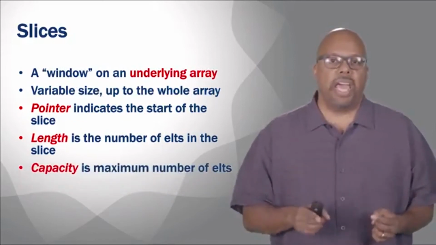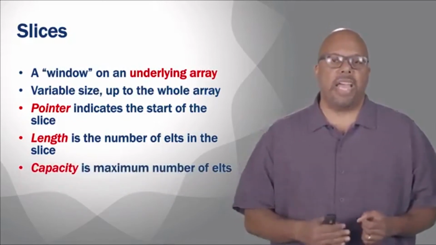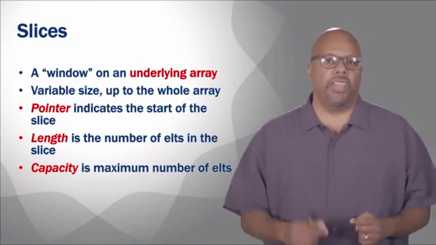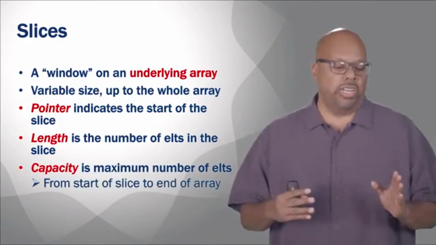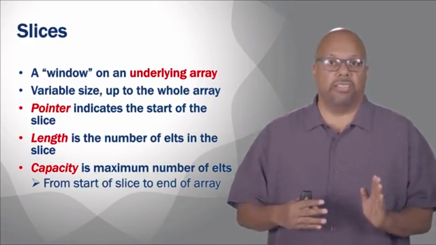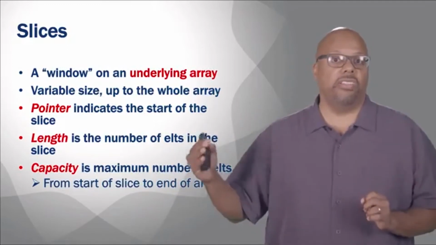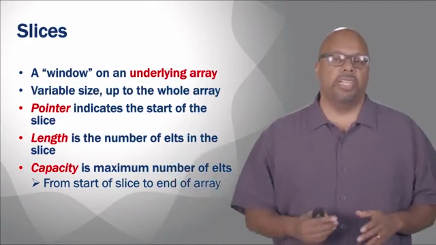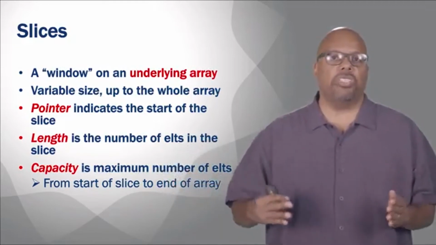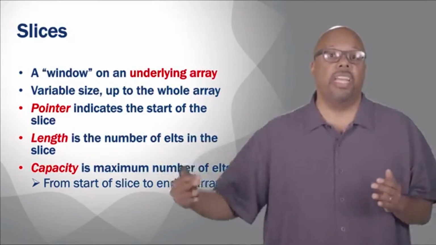The third is the capacity. The capacity is the maximum number of elements in the slice. Now that's defined by looking at the pointer, which is the beginning of the slice, and looking at the distance between that and the end of the whole array. Because a slice's size can be increased up to the end of the array.